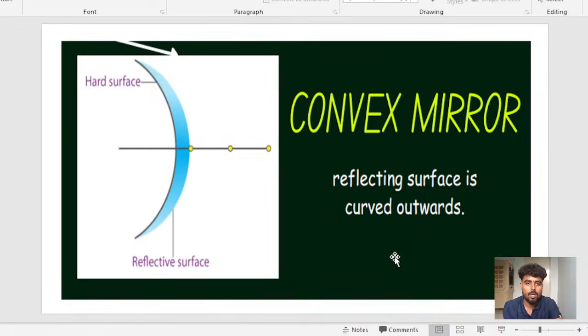Okay. Now, what is a convex mirror? The reflecting surface of the mirror is curved outwards. So please keep it in your mind: when the mirror is curved inwards, it is a concave mirror.